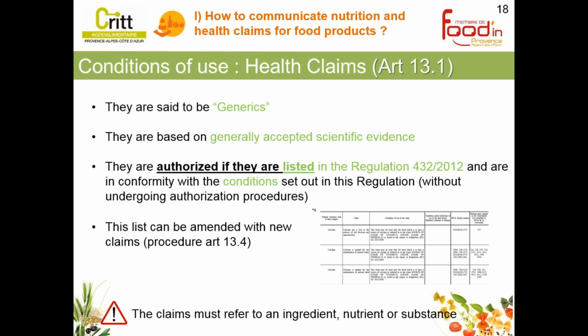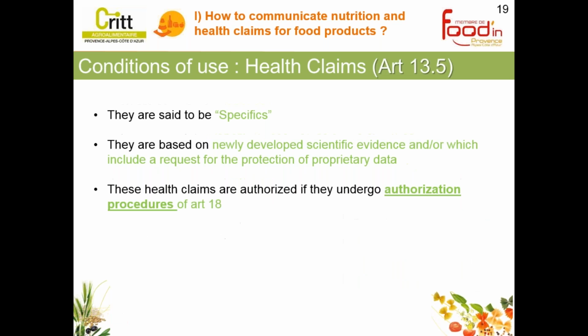Else, claims for a finished product containing more than one active ingredient should be the subject of a specific claim procedure, like the following. Health claims of Article 13.5 are said to be specific because they can concern a specific form of calcium, for example, or a finished product containing more than one active ingredient. They are based on newly developed scientific evidence and/or include a request for the protection of proprietary data. Unless I am mistaken, there would be only 4 claims of Article 13.5 authorized. It's little.